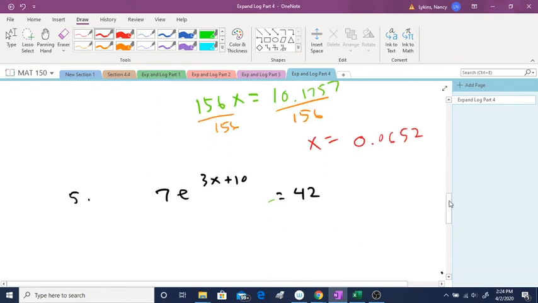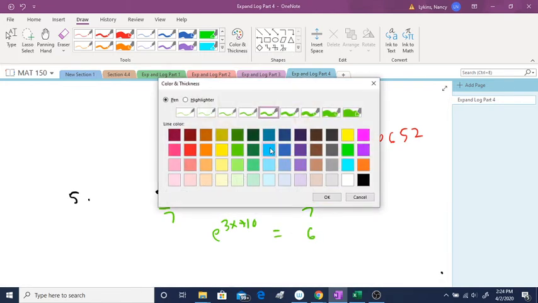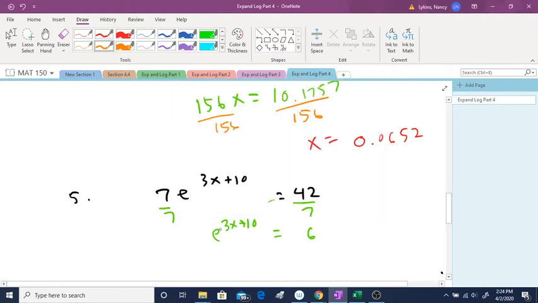What happens when you have 7e to the 3x plus 10 equals 42? Well, looking at my 3 steps, first of all, I can get rid of the 7 by dividing, so that's my step 1. So by doing this, I get e to the 3x plus 10 equals 6. What is paired up with e? That is ln. And then, since I don't need an exponent, I'm going to put ln in front of the 6. So that makes 3x plus 10 equals ln of 6, which comes out to be 1.7918.